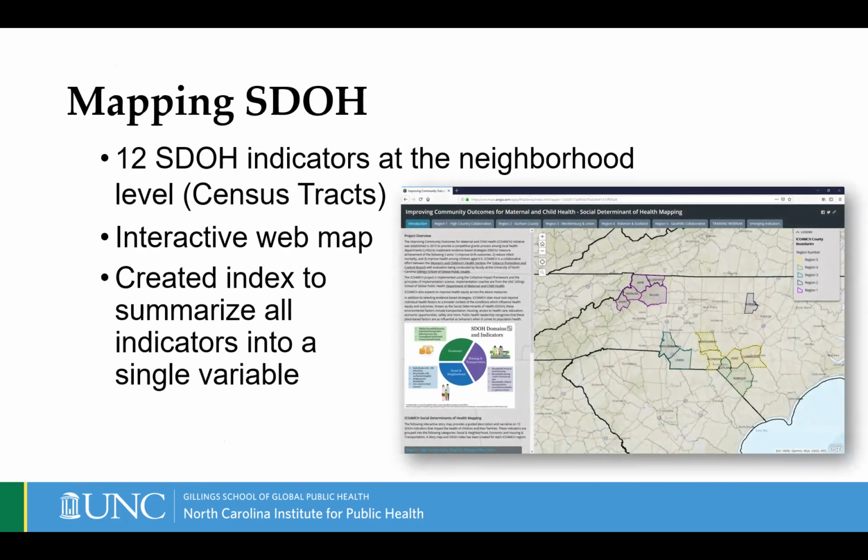So now that we've talked about data reliability, let's look at the actual data points that we collected and how we compiled them into a story map. For this project, we collected census tract data on 12 social determinant of health indicators for select counties in the 5 regions. We layered that data into an interactive online map and then created an index that presents the indicators as a single variable.